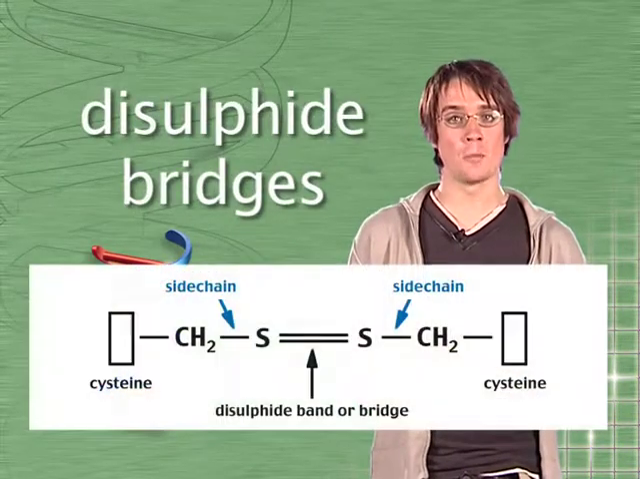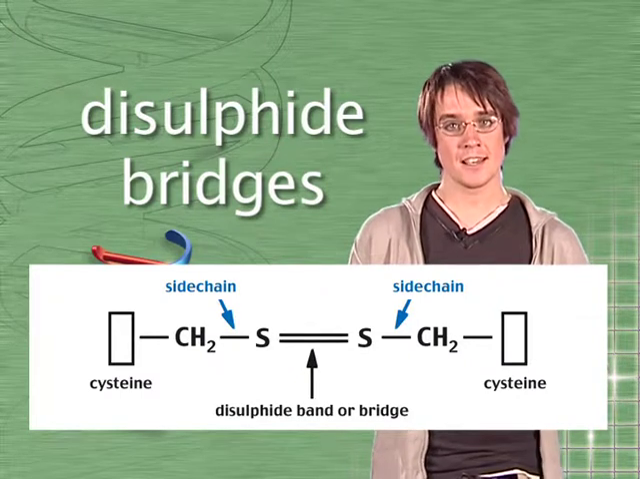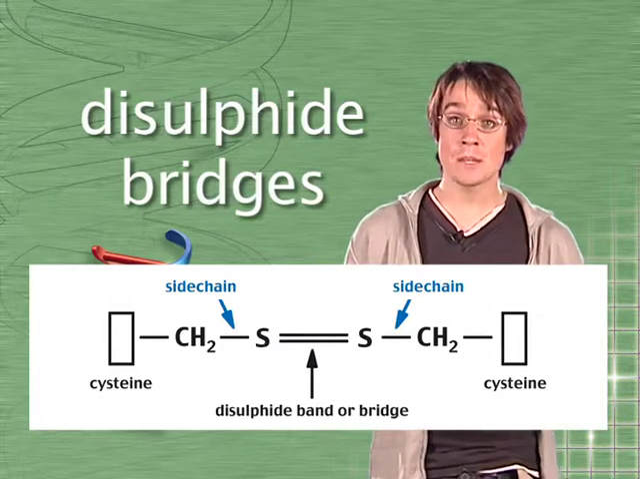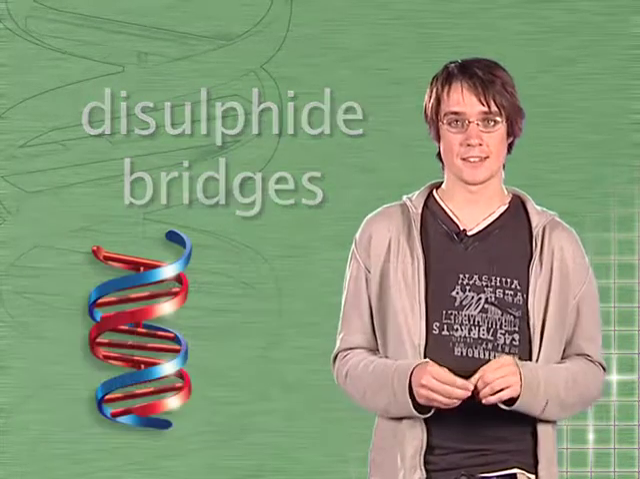Disulfide bridges form between cysteine molecules. These are covalent bonds and so are very strong, but they can be broken by reducing agents.